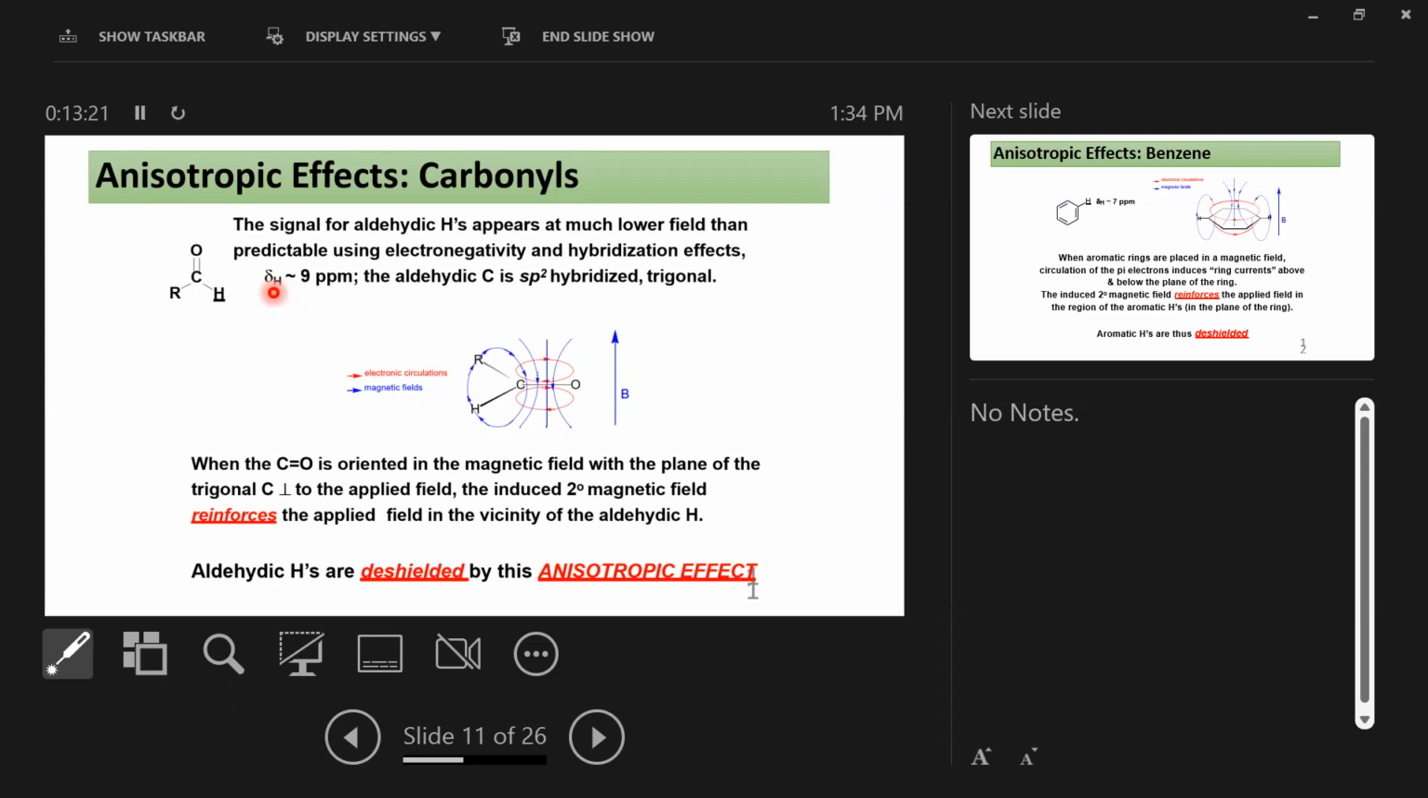And it appears much lower than predicted using electronegativity, because typically you'd expect it to come up around 2 or 3, right? But because it's directly attached to the carbonyl group, the carbon is trigonal planar, so it's flat in a plane. When the carbon double bond is oriented in the magnetic field with the plane of the trigonal carbon to the applied field, the secondary induced magnetic field reinforces the applied field in the vicinity of the aldehydic proton. So see right here, it reinforces it. If it reinforces it, that means it's going to become more de-shielded than usual. So it's going to spin at a higher frequency. As a result, it becomes more de-shielded by the anisotropic effect.